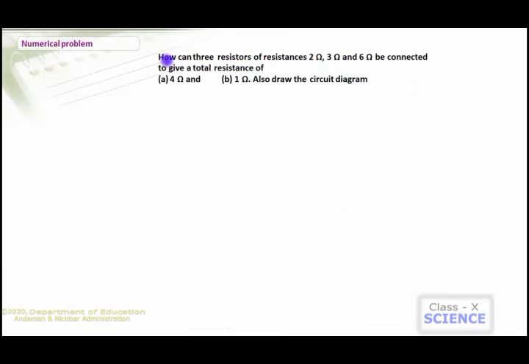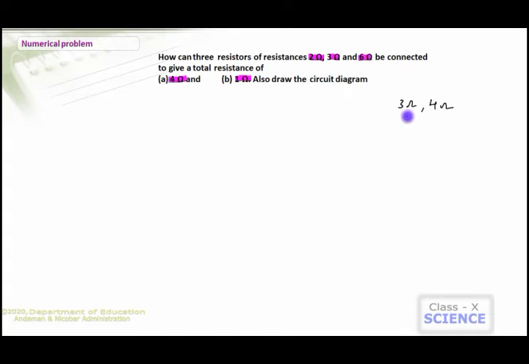Got it, children? How can three resistors of resistances 2 ohm, 3 ohm and 6 ohm be connected to give a total resistance of 4 ohm, and the second part is 1 ohm. Also draw the circuit diagram. Before going to solve this numerical problem, you should know some basic things. What are those basic things? Suppose we have two resistors, one of 3 ohm and another of 4 ohm, right?